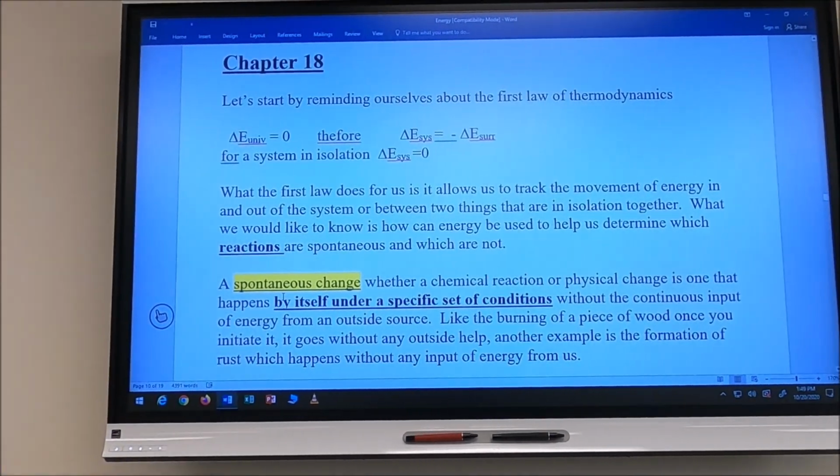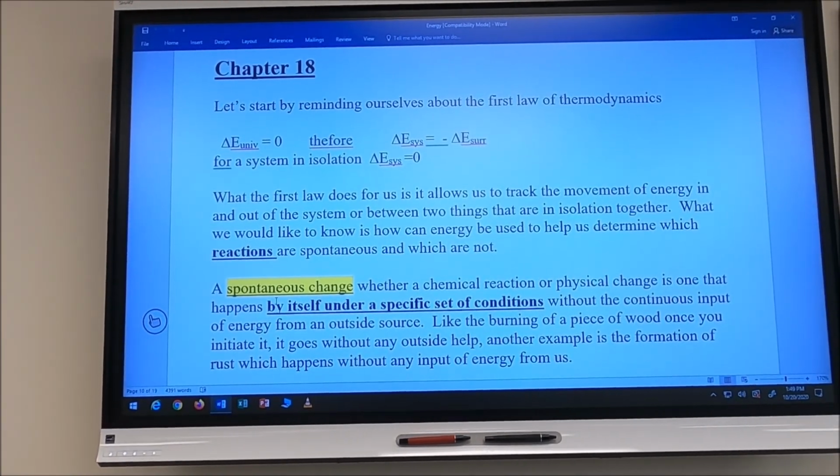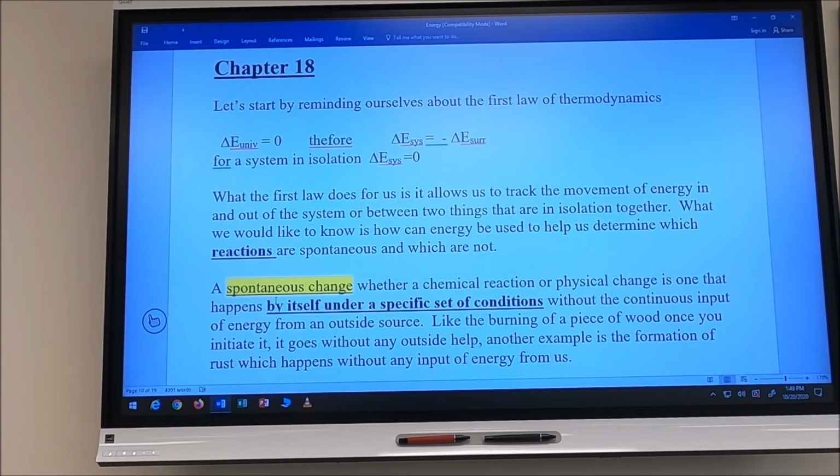In chapter 9, we were concentrating on the first law of thermodynamics. Here in chapter 18, we're still looking at energy, but we're going to move on from the first law of thermodynamics and start looking at spontaneity of a reaction based on energy and how they relate.